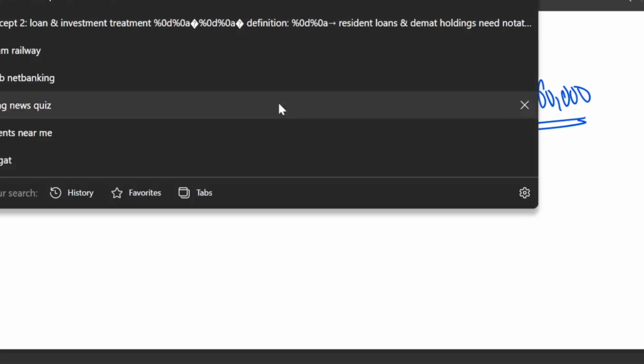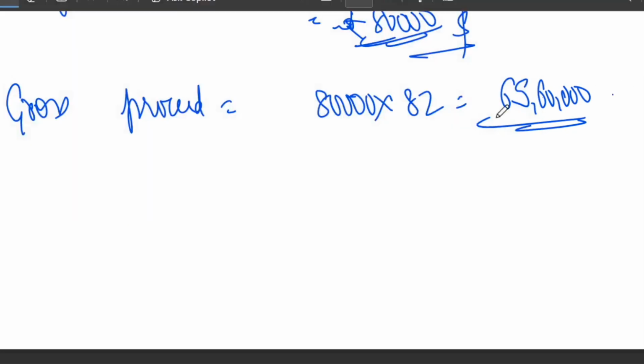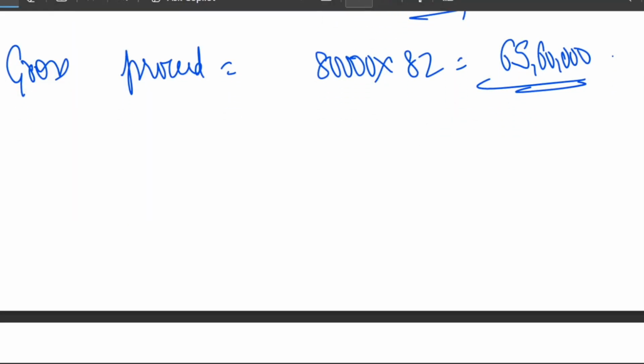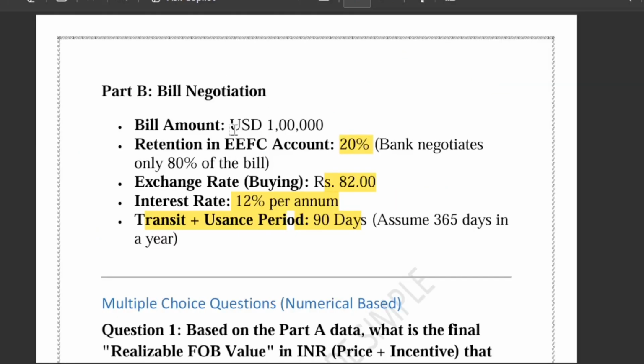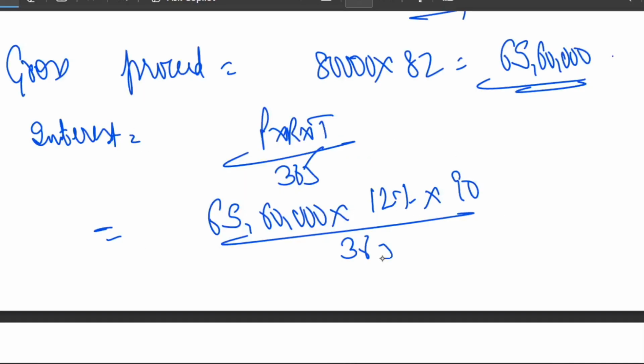Then interest deduction. Obviously, since it's a case of bill discounting, interest will be deducted. Interest is P into R into T upon 365. What is P? 65 lakh 60,000. What is the rate? 12%. What is the time? 90 days. They have mentioned upon 365. So that will give us 1,94,082. That is the interest.